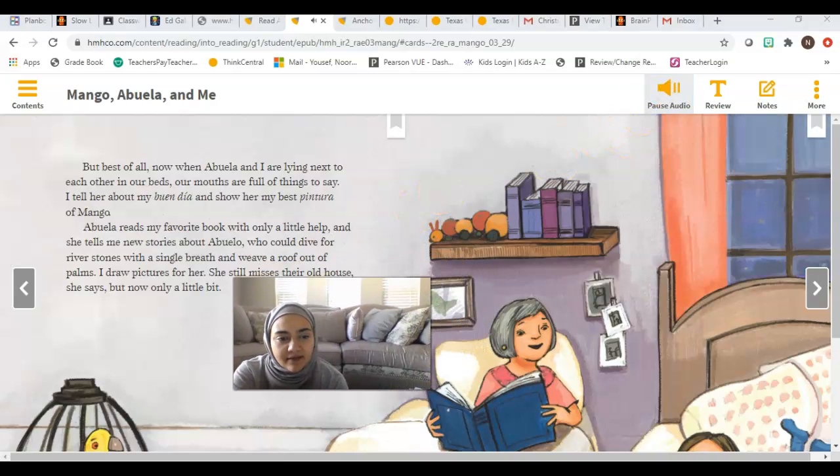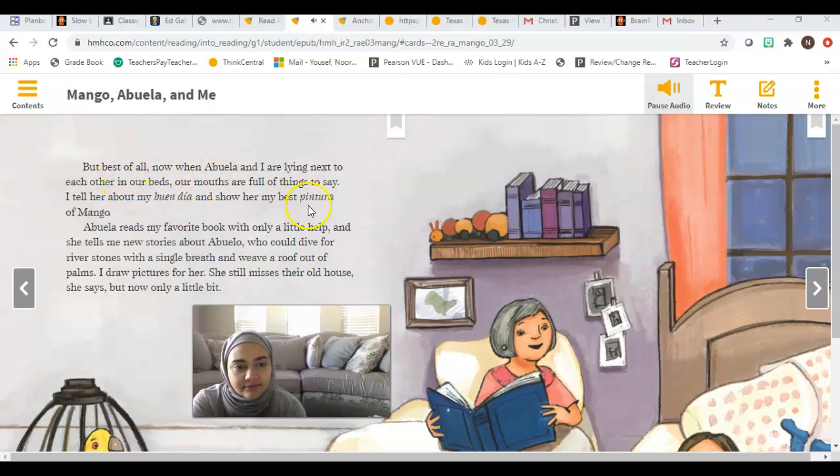But best of all, now when Abuela and I are lying next to each other in our beds, our mouths are full of things to say. I tell her about my buen dia and show her my best pintura of Mango. Abuela reads my favorite book with only a little help, and she tells me new stories about Abuelo, who could dive for river stones with a single breath and weave a roof out of palms. I draw pictures for her. She still misses their old house, she says, but now only a little bit.